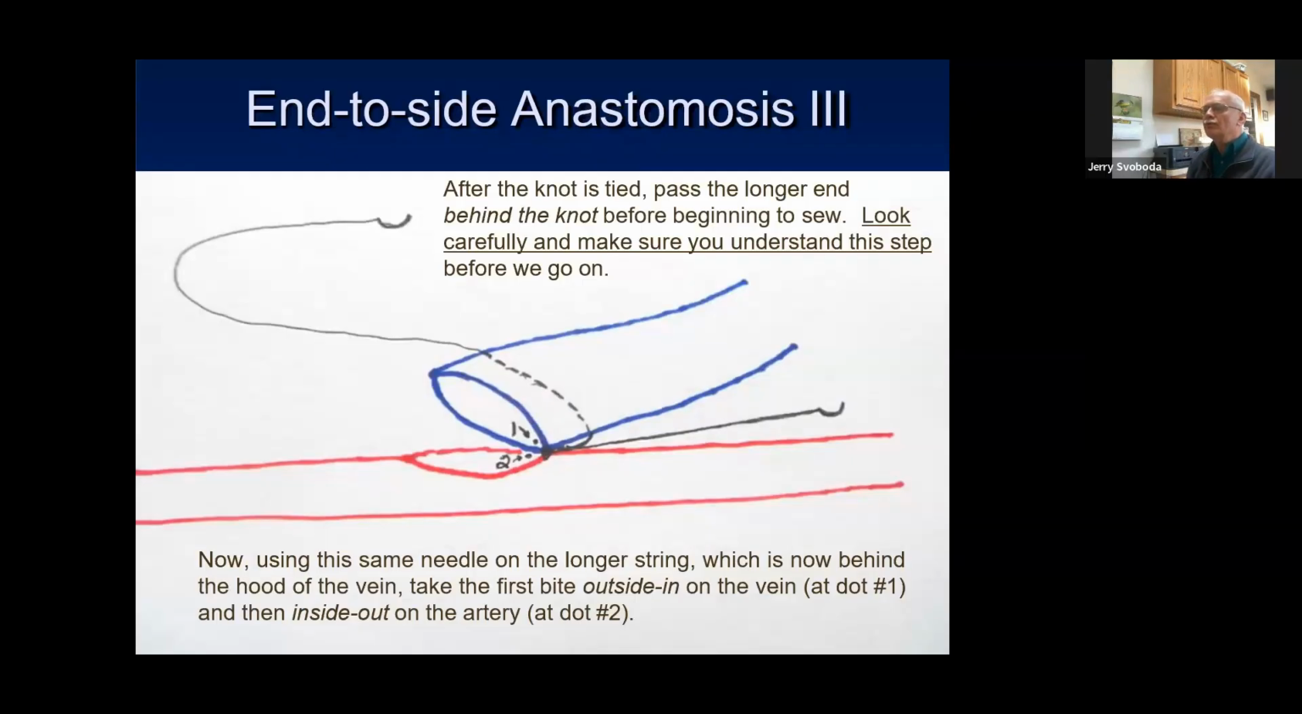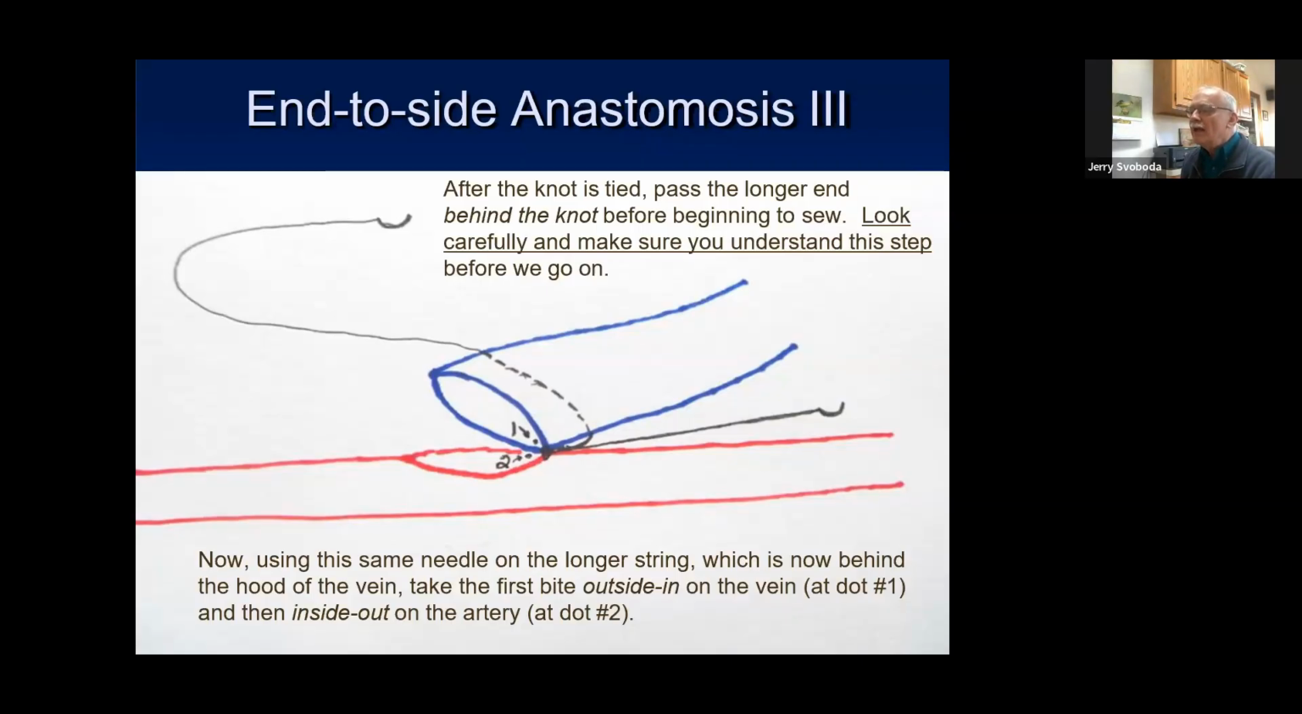Now what's your next move? Look very carefully at this picture. You've got the heel tied down to the heel with a single knot. Take the longer suture and pass it behind the vein. You're not sewing anything. You're just passing the empty needle behind the vein. And now, as is shown in the picture, the longer suture emerges from the other side of the vein. You're just passing the long end behind the vein.